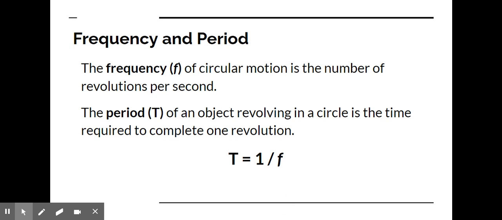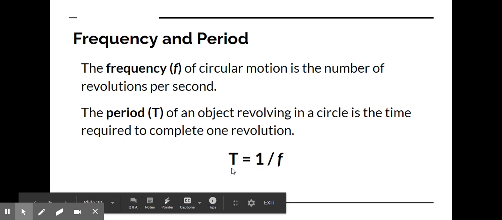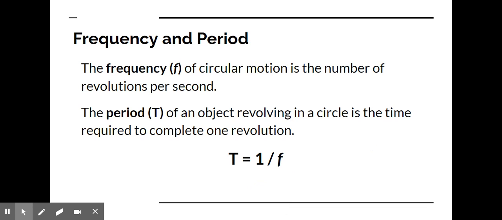Some other terms to note, and we'll do more with this when we get to waves, are frequency and period. The frequency, f, of an object in circular motion is the number of revolutions per second, while the period, capital T, of an object revolving in a circle is the time required to complete one revolution. So these two have an inverse or reciprocal relationship. T, the period, is equal to 1 over the frequency. You could also say that frequency is equal to 1 over the period. Frequency is given in inverse seconds or hertz. Period is given in seconds.